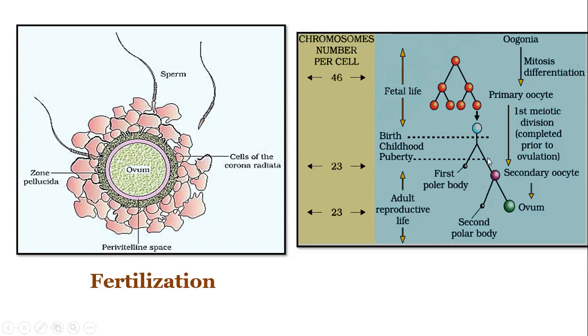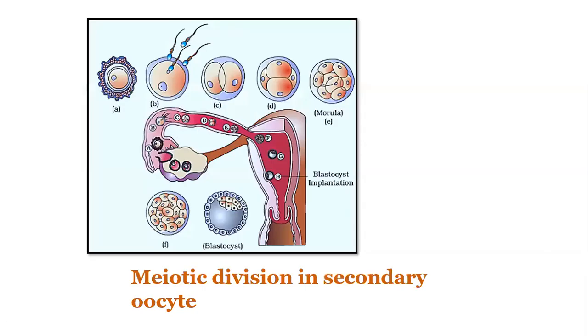You can see in this flow diagram that after the meiotic division has taken place, an ovum and a second polar body is formed, right? So the haploid sperm nucleus and the ovum fuse to form a zygote. Here, meiotic division in secondary oocyte, you can see after fertilization is taking place.